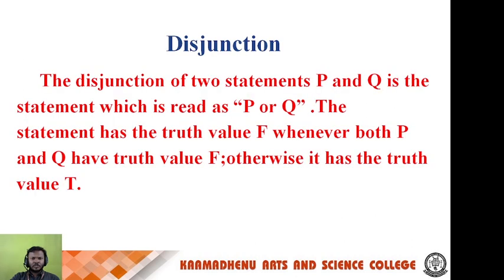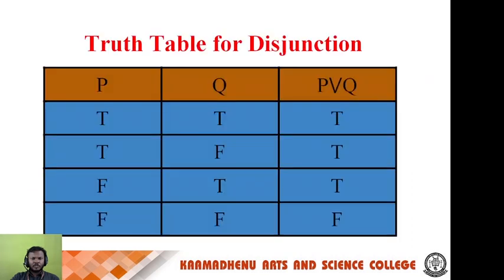Disjunction. The disjunction of two statements P and Q is a statement which is read as P or Q. The statement has the truth value false whenever both P and Q have truth value false, otherwise it has the truth value true. Truth table for disjunction. Here the two statements P and Q have truth values true true, true false, false true, false false. The result will be true whenever any one of the statements has truth value true, otherwise the result will be false.